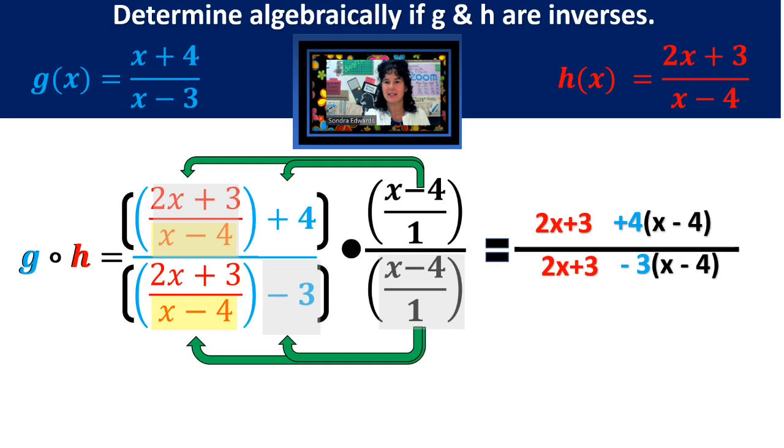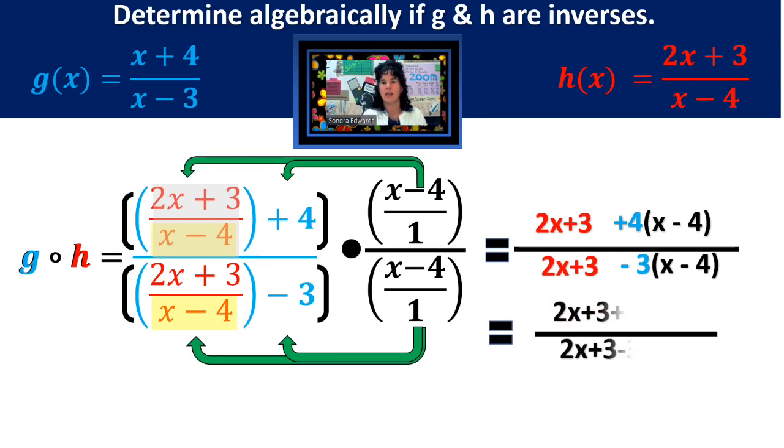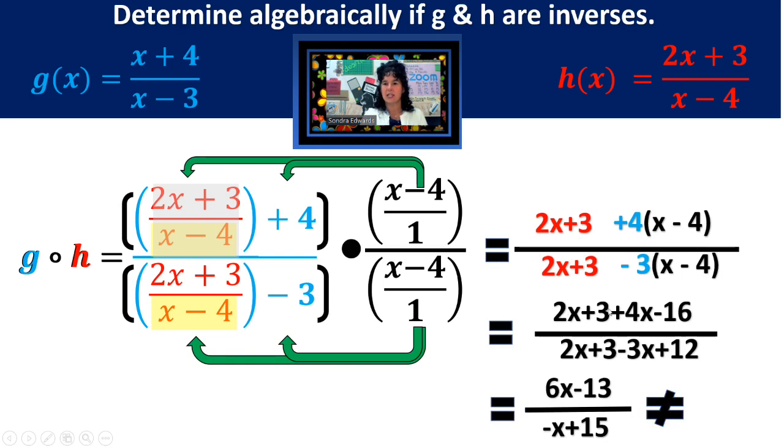Okay, now I'm ready to simplify the numerator and the denominator that I have. So if I distribute this 4 through, I get 4x minus 16. Distributing the negative 3, I have negative 3x plus 12. Let's go ahead and combine like terms in the numerator, making that 6x and minus 13, and then 2x and negative 3x is negative x, and 3 and 12 make 15.